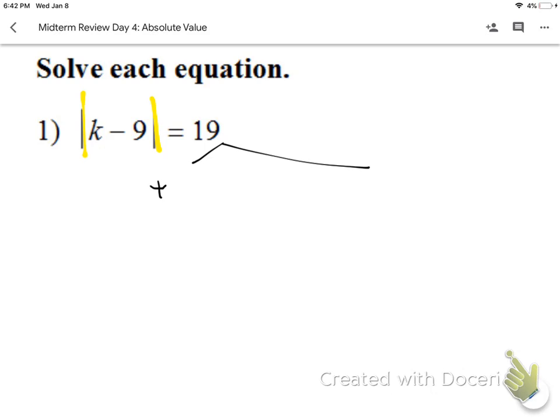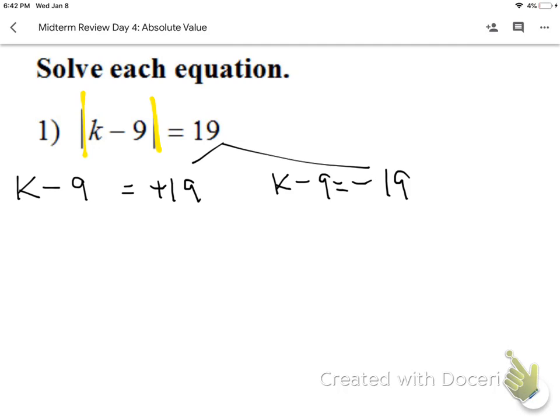One where you have a positive 19, and then one where you have a negative 19. So I'm going to bring down the rest of that equation so I can solve the two. I've got k minus 9 equals positive 19, and then k minus 9 equals negative 19, excuse me. So let's go ahead and solve that.